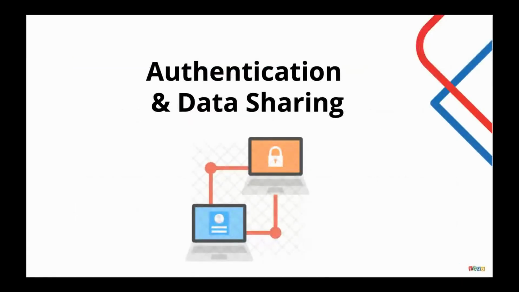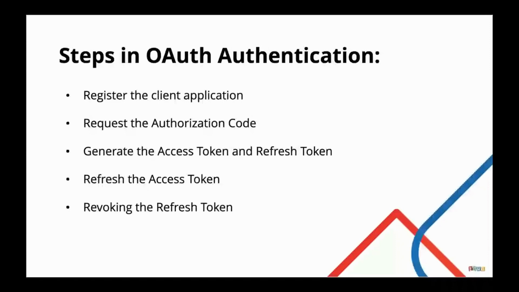Now we're going to see the process of authentication and data sharing within the API request. First, we will see the authentication process. So the steps in the authentication process in Zoho Creator. The first step is to register the client application in Zoho Creator Developer Console, Zoho's Developer Console. Second is to request the authorization code. And third is to generate the access token and refresh token using the authorization code. And once you get the access token, you can directly use it in the API request to push or pull data in Zoho Creator.